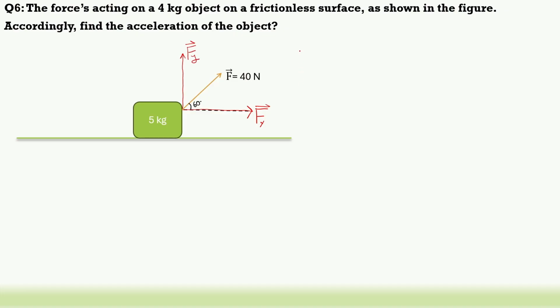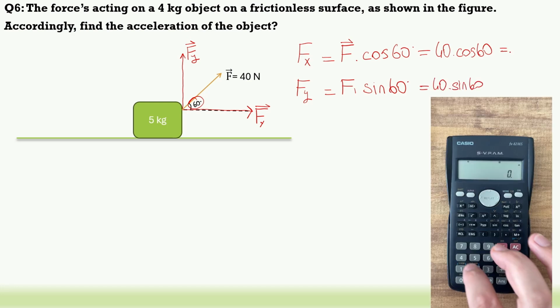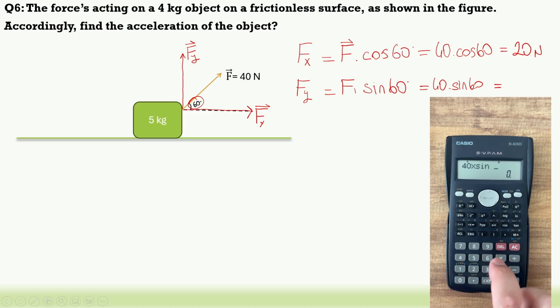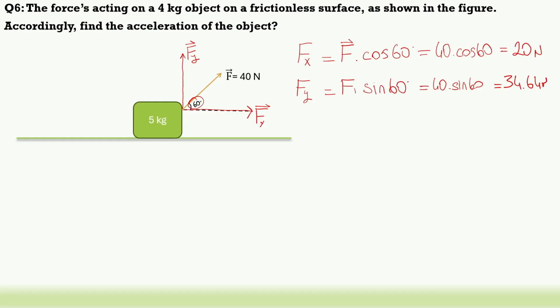Let's calculate the x and y components. Fx equals F times cosine 60 degrees, and Fy equals F times sine 60 degrees. So F is 40 Newton: 40 times cosine 60, and Fy is 40 times sine 60. Fx is 20 Newton. Fy is 34.64 Newton. We calculated the components.